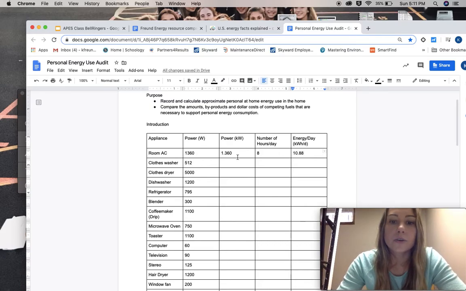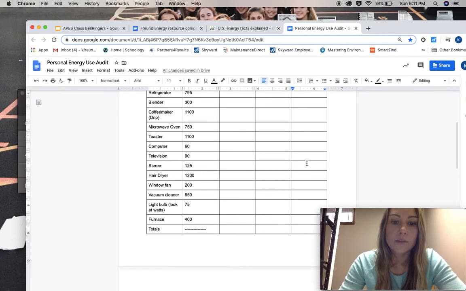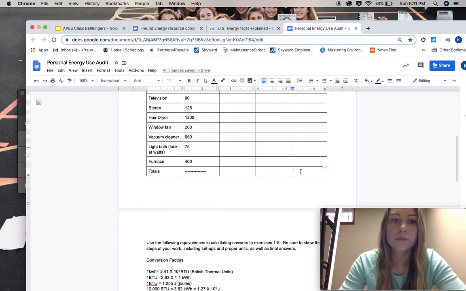So you're just going to go through and repeat that for each one. Convert from watts to kilowatts, figure out how many hours out of the day that you use it, and multiply kilowatts times hours to get your energy per day usage. If you notice at the bottom, you have a totals column, so you'll just add up your totals for all 3 columns here. And that's what we have for our first day.